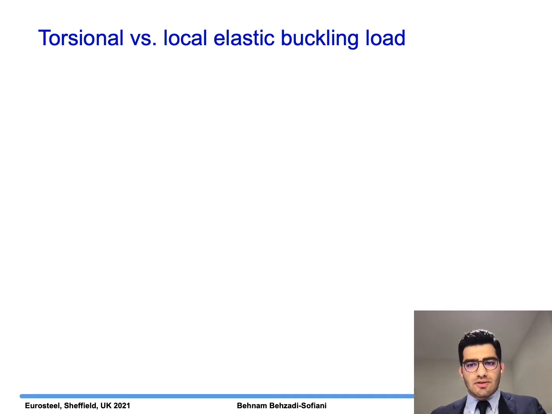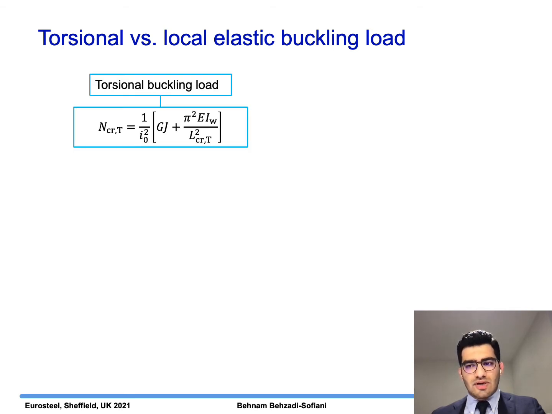First, I would like to address one of the widely discussed topics in the literature for equal leg angles. The torsional and local elastic buckling loads are compared herein. The torsional buckling load is defined by this expression, where the stress in the through thickness direction is assumed to be zero and the Poisson's ratio effect is ignored.